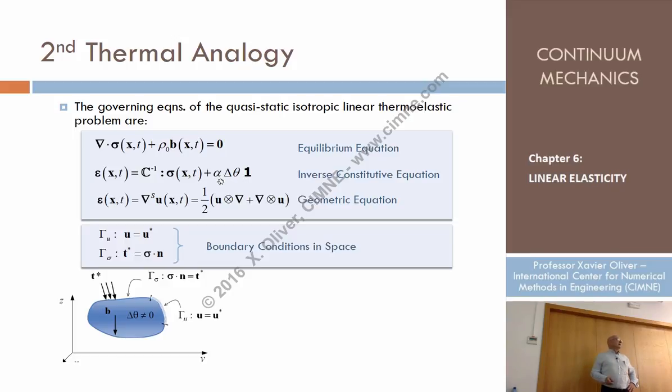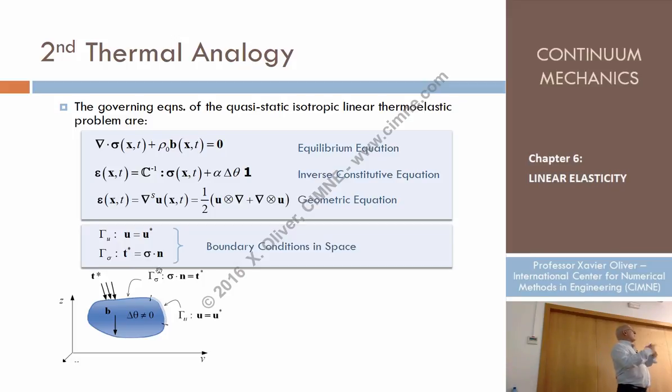Alpha being the, what is the name that we gave to alpha? Remember? Thermal expansion coefficient, okay, a property of the material. And then the geometric equation, which is, as ever, the displacements, the boundary conditions in terms of displacements, and the boundary conditions in terms of the stresses at gamma sigma. So this is the original problem.